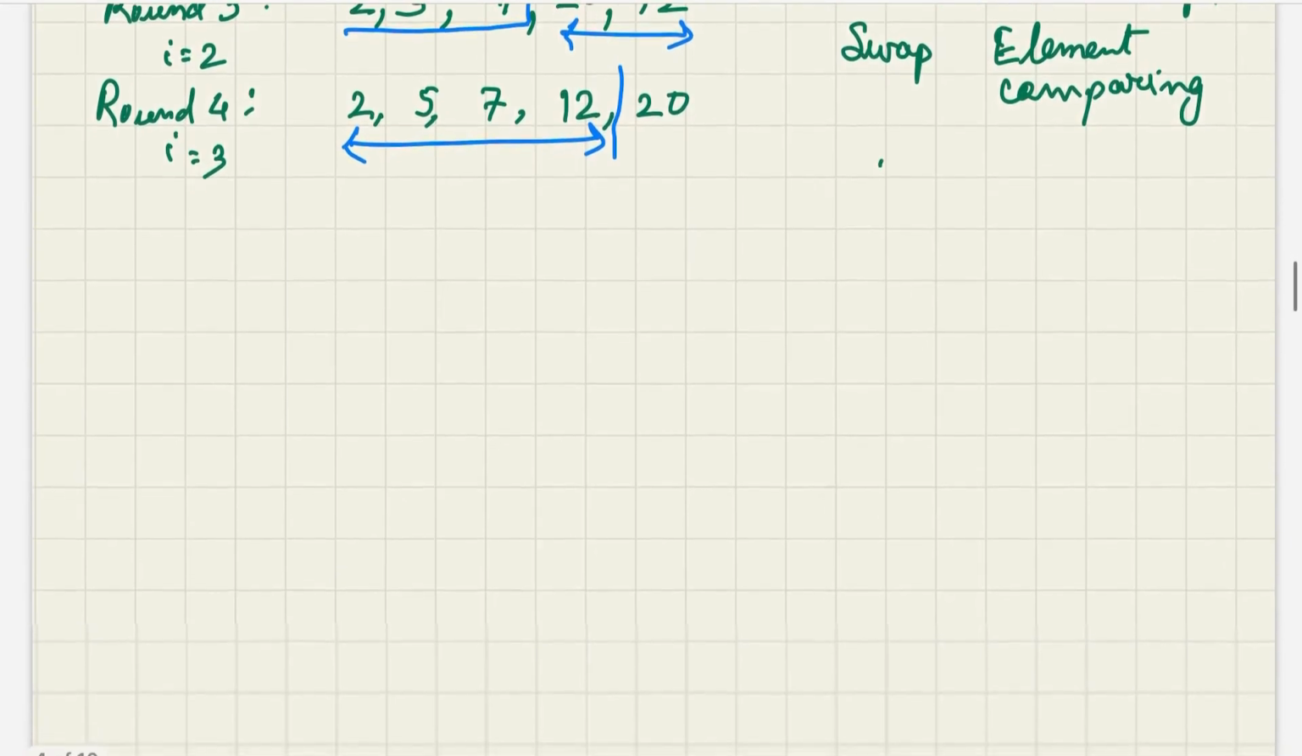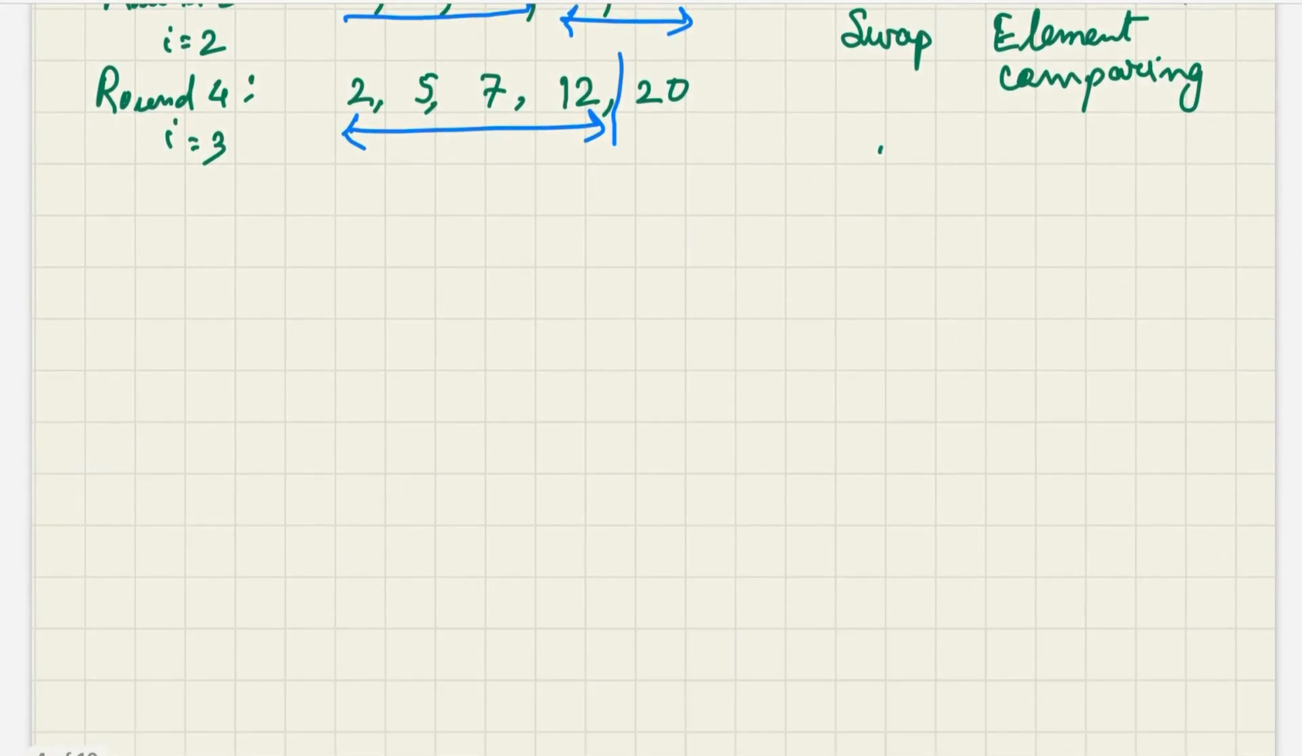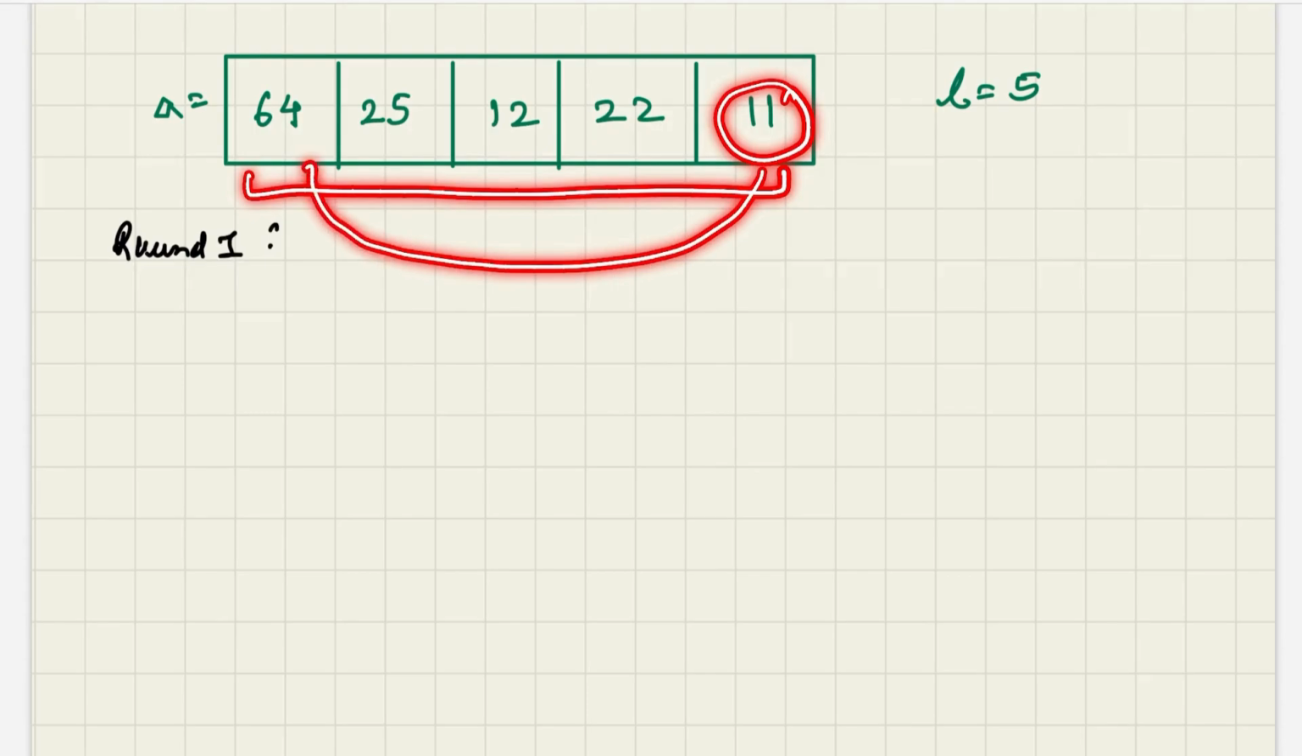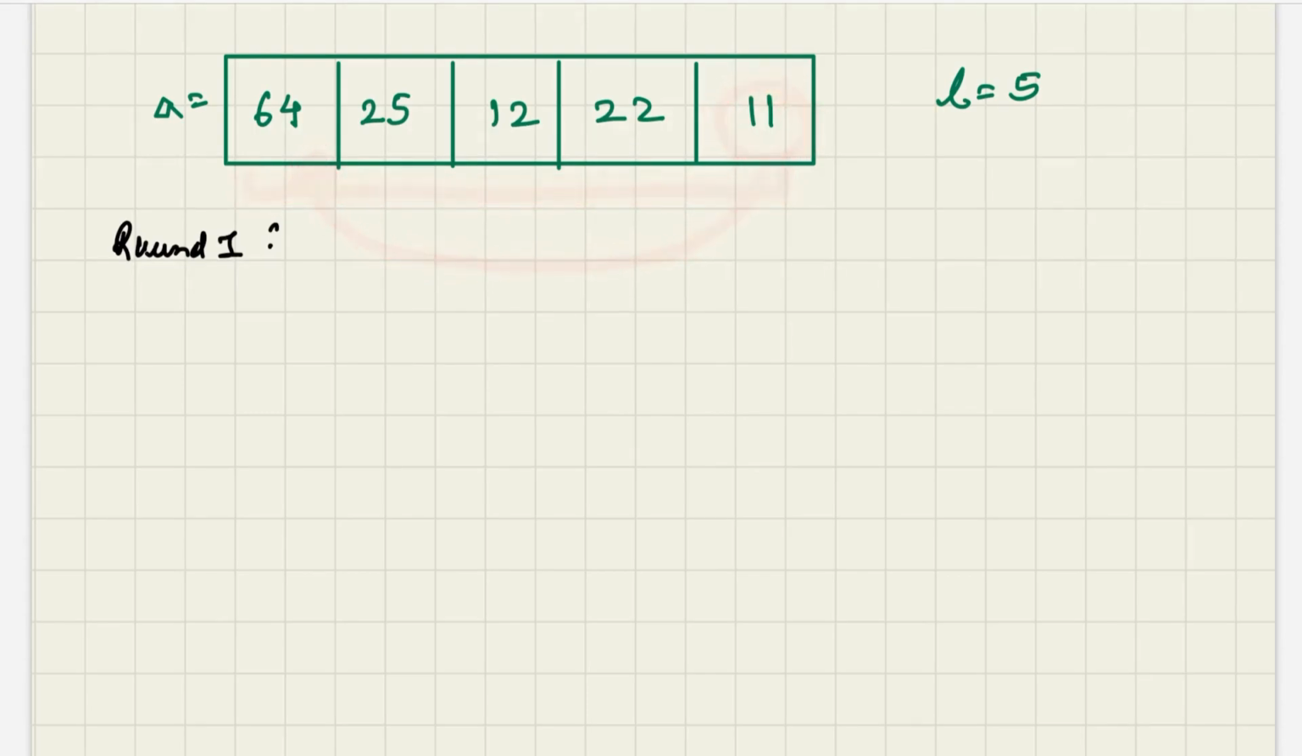Let us see another example in this case, okay? I'll create a small array this time. In round 1, I have to go ahead and get the smallest element. The smallest element out of this particular array is 11. So I will go ahead and put my 11 in my first index.